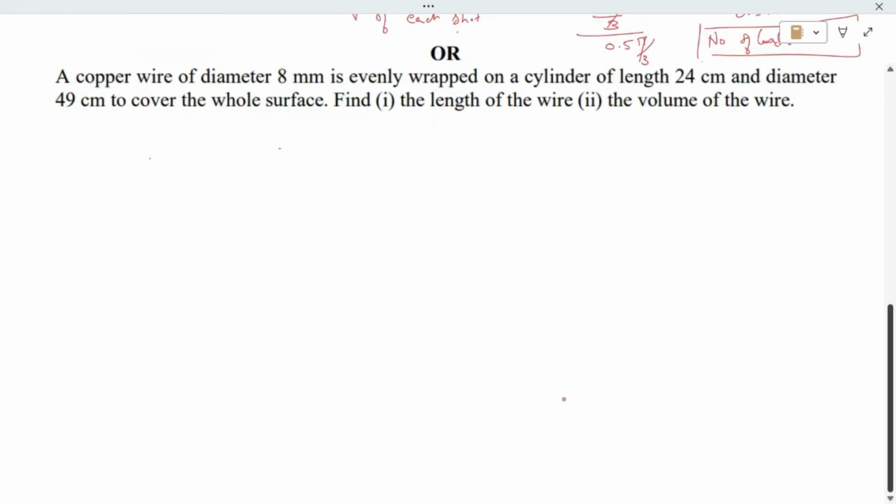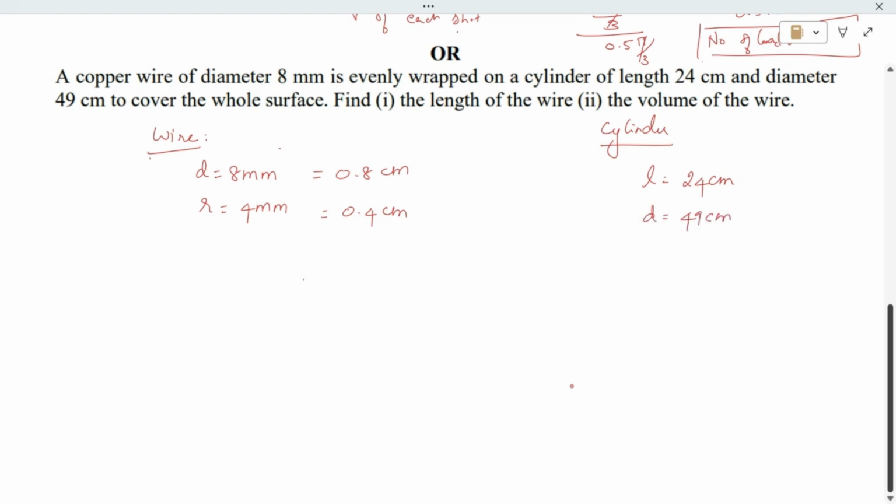Let's see the internal choice question. A copper wire of diameter 8 millimeter. So the wire diameter is equal to 8 millimeter and the radius will be 4 millimeter, isn't it? It is evenly wrapped on a cylinder of length 24 centimeter. So the length of the cylinder is 24 centimeter and the diameter 49 centimeter, to cover the whole surface. So the diameter is 49 centimeter, which implies the radius is diameter by 2, that is 49/2 centimeter. I'm not dividing it, I'm just keeping it as it is.